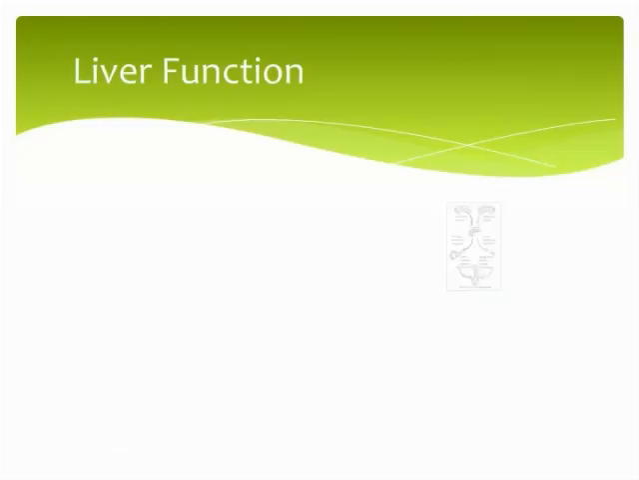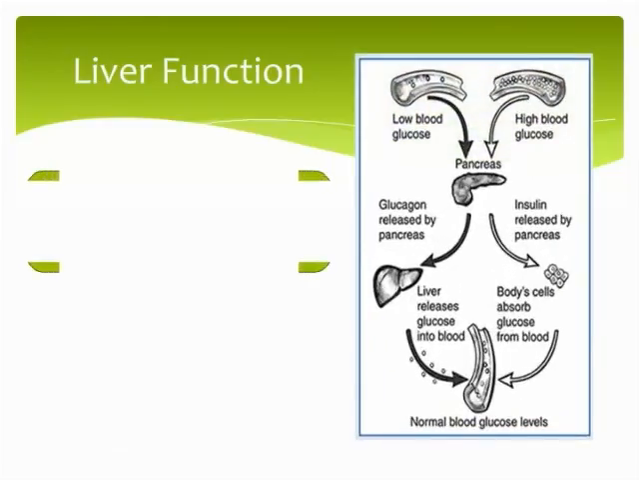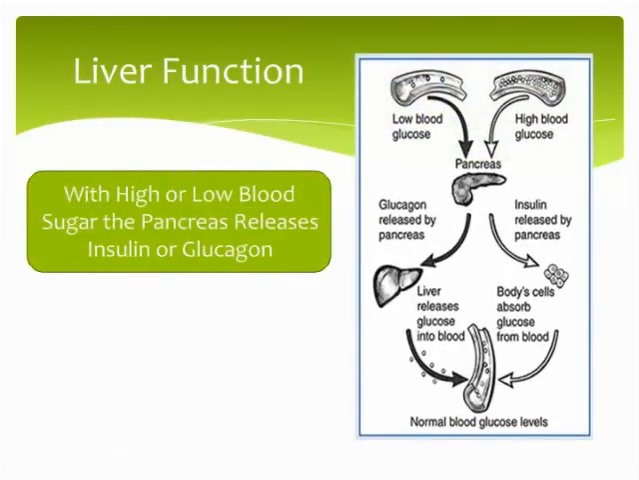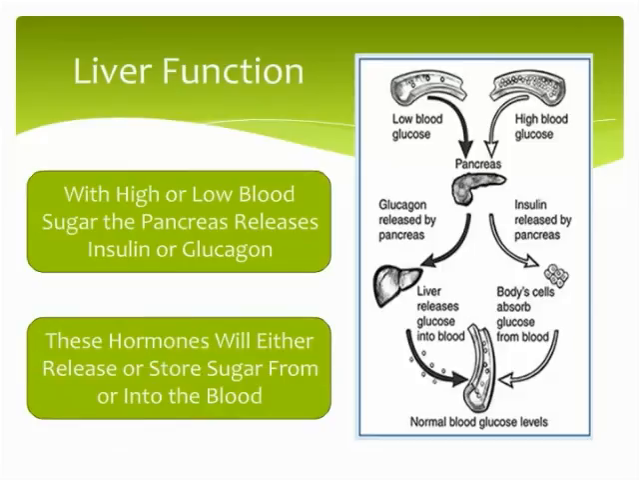The liver plays a vital role in blood sugar control. The liver helps to regulate blood sugar with the help of hormones released from the pancreas. When the blood sugar is too low, the pancreas will produce glucagon, which causes the liver to release glucose into the blood. If blood sugar is too high, the pancreas will release insulin to help the sugar get into cells, thus lowering the blood sugar. Excess blood sugar will be stored in the liver.